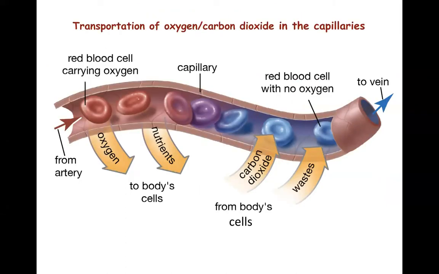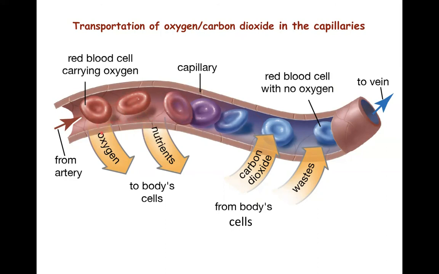So these RBCs are required for transportation of oxygen and carbon dioxide in the capillaries. Now, when the artery carrying oxygen from the lungs comes and distributes that blood into a capillary, the capillary has one single layer of endothelium over itself. Because of this structure, exchange of gases and nutrients takes place.